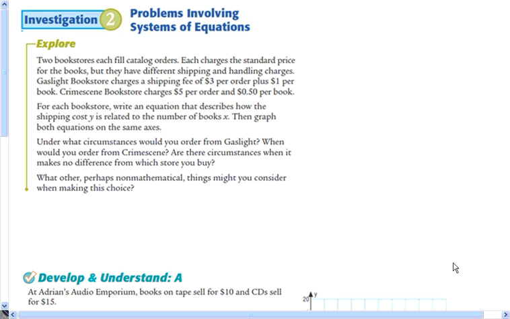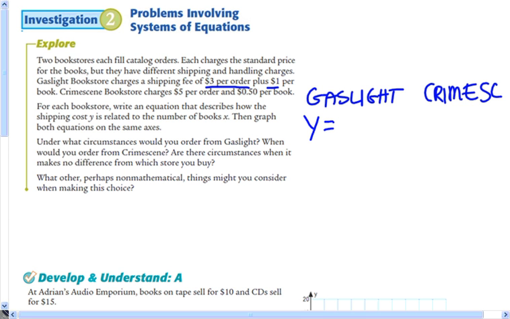So we have two different bookstores, Gaslight and Crime Scene. Gaslight charges $3 per order plus $1 per book. So for every order, the price for one order, that's Y, is going to equal $1 per book you buy, and we're going to let X stand for books. So $1 per book, we can just multiply 1 times the number of books plus $3.